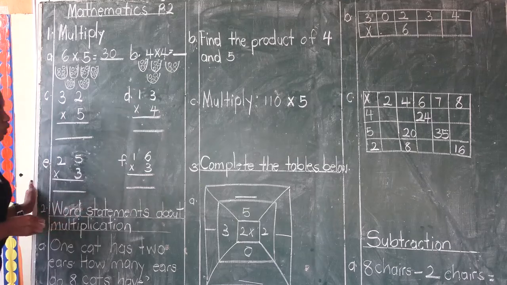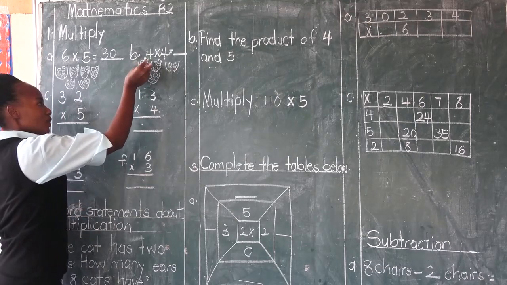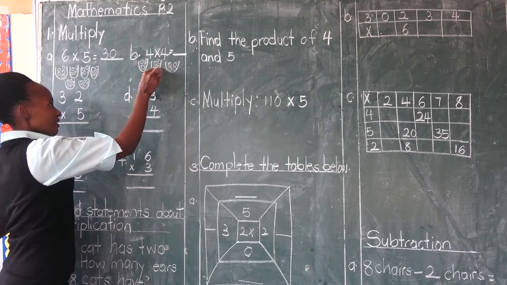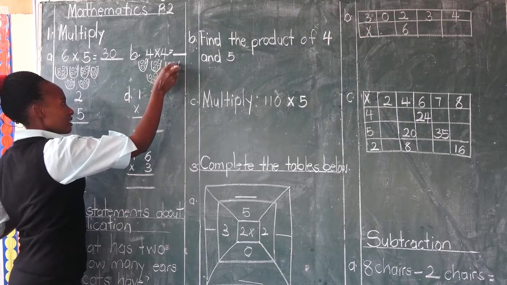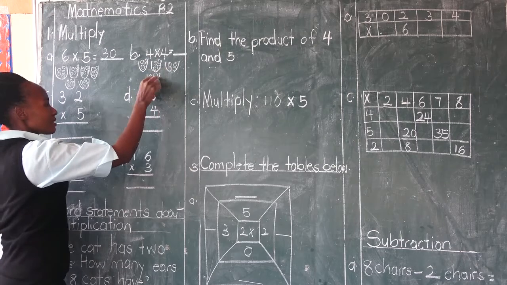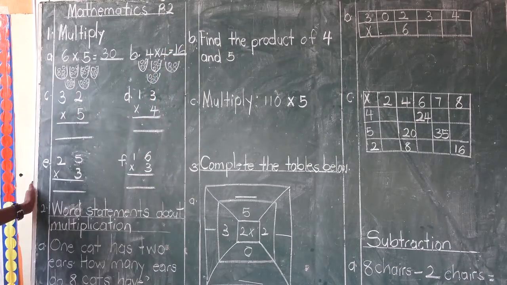After doing so, now we are going to put them together. 1, 2, 3, 4, 5, 6, 7, 8, 9, 10, 11, 12, 13, 14, 15, 16. 4 times 4, we shall get 16.